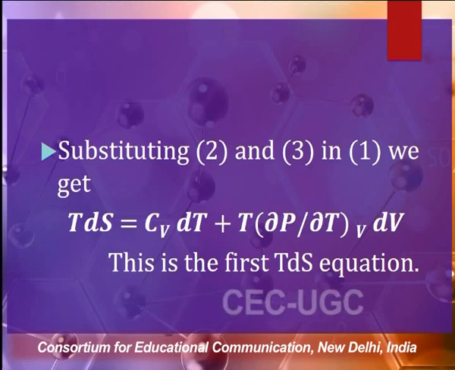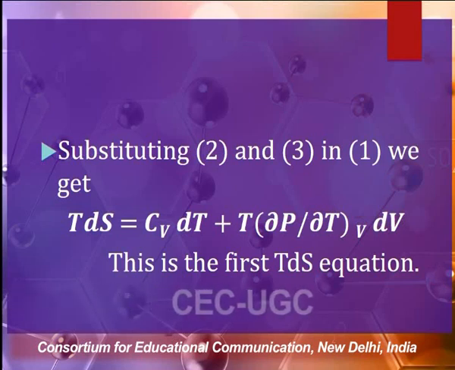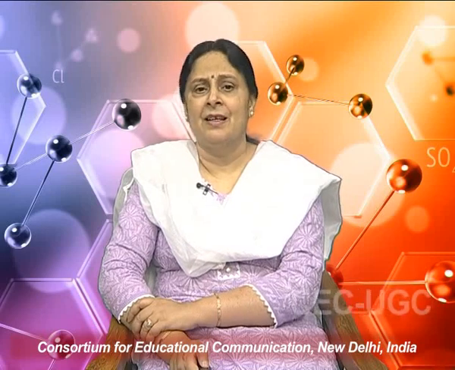If we substitute equation 2 and equation 3 in equation 1, we would be getting TdS is equal to Cv dT plus T (∂P/∂T) at constant V into dV. This is called the first TdS equation. This equation is very important and finds applications in many cases. Let us consider one such application.